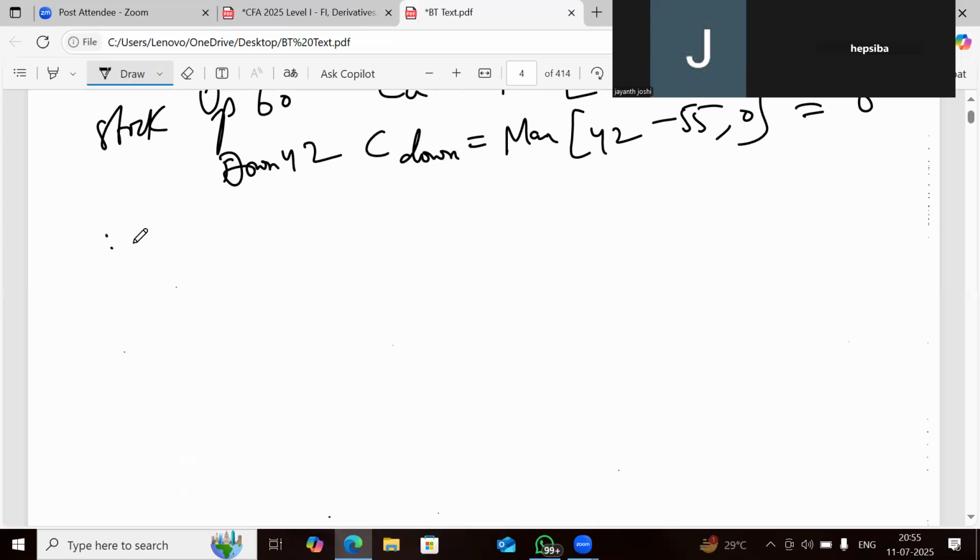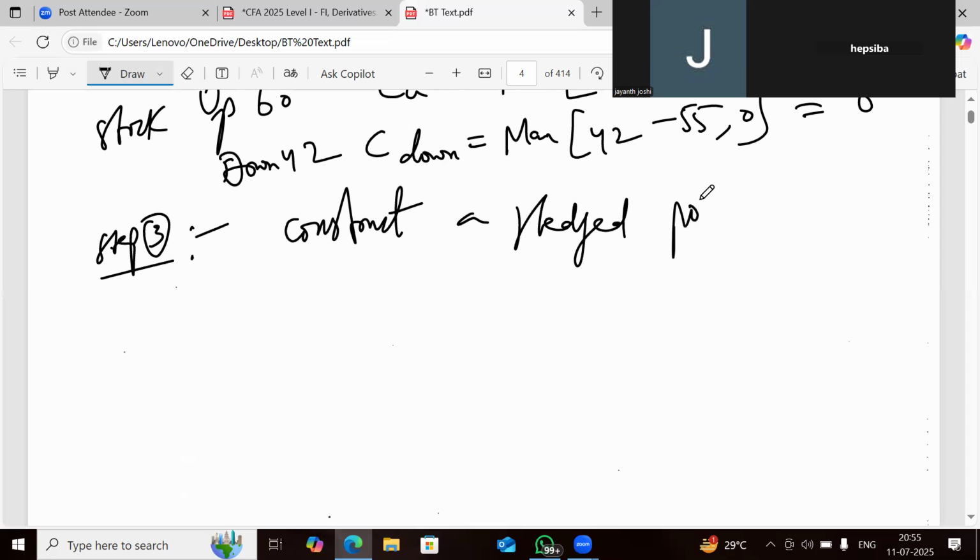So third step, construct a hedged portfolio. Portfolio A and portfolio B: when the stock goes up, there will be a portfolio, and when the stock goes down, there will be a portfolio. Both portfolios should be equal. Actually, naturally they will never be equal, but we can make them equal with a proper combination of the number of stocks for one call option. I will explain all those points, need not worry.